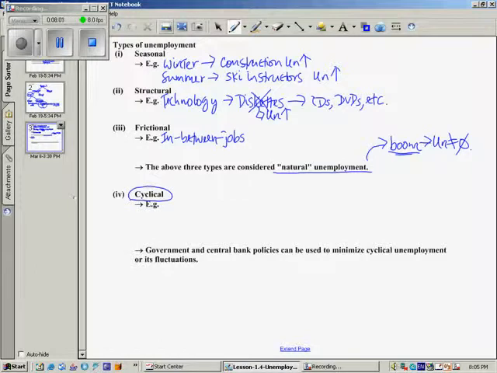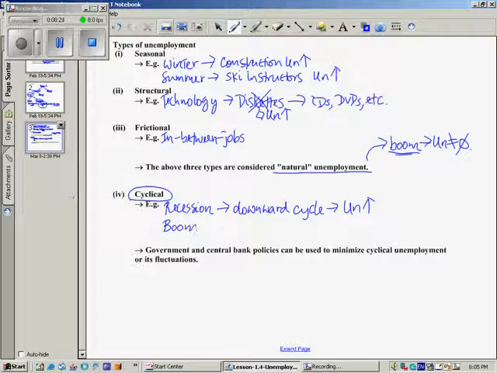Cyclical unemployment means if we actually have a recession, then we're going through a downward cycle in the economy, and therefore cyclical unemployment will be positive. If we're in a boom phase, the economy is doing really well, we're going through an upward cycle. Cyclical unemployment will drop or even drop to less than zero. As a result, the economy will be doing quite well and unemployment will be dropping.